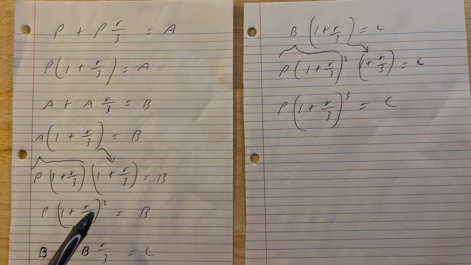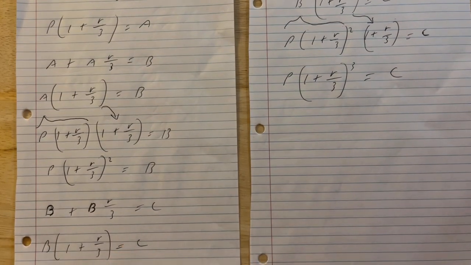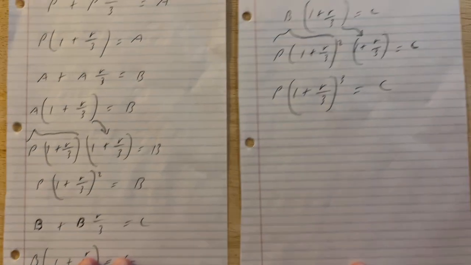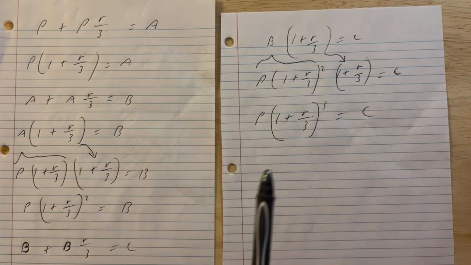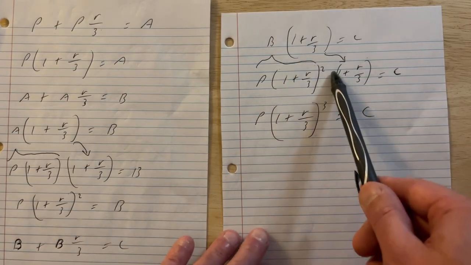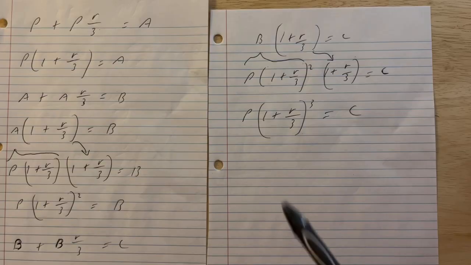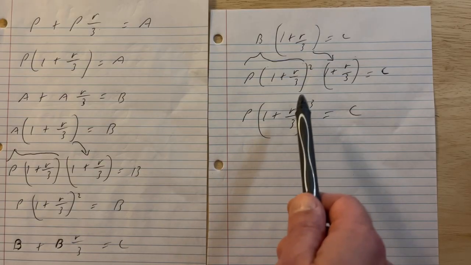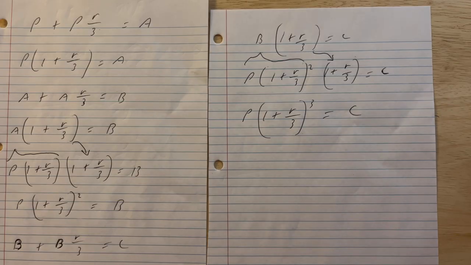That 2 on the exponent also means we've calculated interest twice. Now that we've solved for B, let's solve for C. We do the same thing, bring down our B here, pull out our B's, and then we go up to here. We substitute in what B equals, and B equals principal times 1 plus rate over 3 squared right there. Bring down the 1 plus rate over 3 to get C. And we end up with principal times the quantity of 1 plus rate over 3 to the third power, because this is our third calculation.